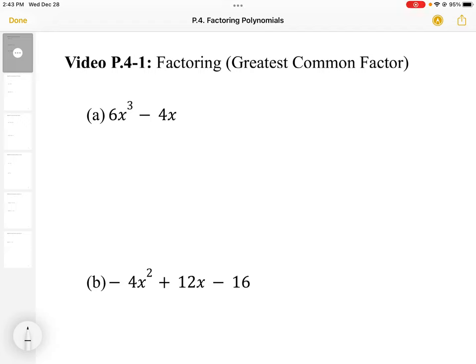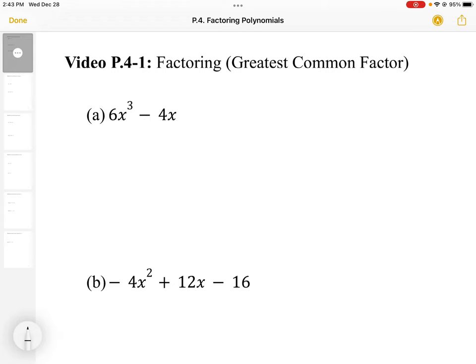So this is the first video that we are going to look at factoring polynomials. And the first step to factoring is always to look for the greatest common factor. The greatest common factor is something that every term is divisible by.